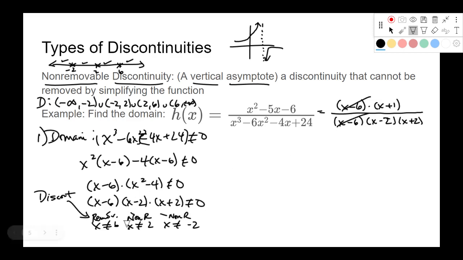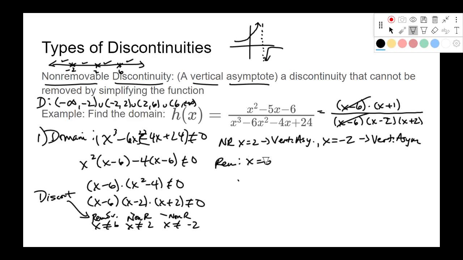Okay, so now here's what I know. I have a non-removable discontinuity at x equals 2. That means that line will be a vertical asymptote on the graph. I have a non-removable discontinuity at x equals -2. That will also be a vertical asymptote. Okay, and then I have a removable discontinuity at x equals 6. So that's a hole. And I have to find the y value that goes with it from the previous slide.